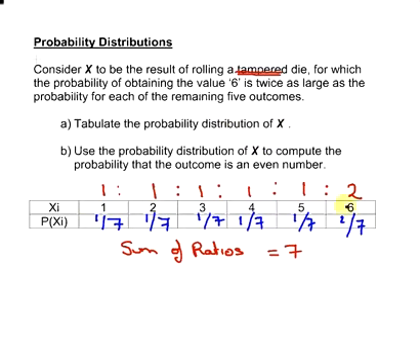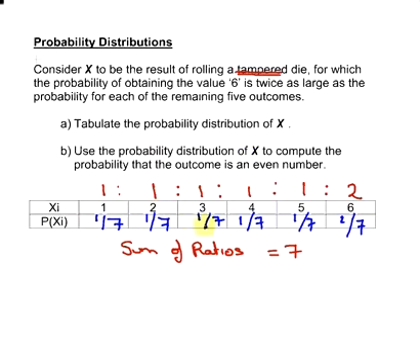Now just to double check, the sum of the probabilities is 1/7 plus 1/7 is 2/7, 3/7, 4/7, 5/7, 7/7, which is 1. So the sum of the probabilities equals 1. That's always worth checking. So what we're going to do now is use the probability distribution to calculate the probability that the number is even.